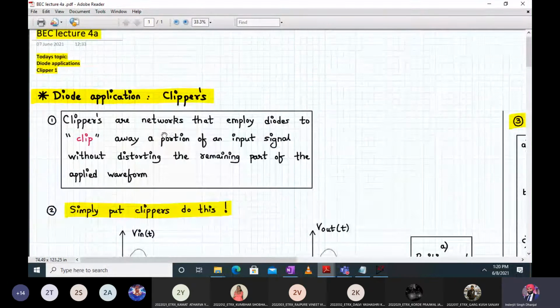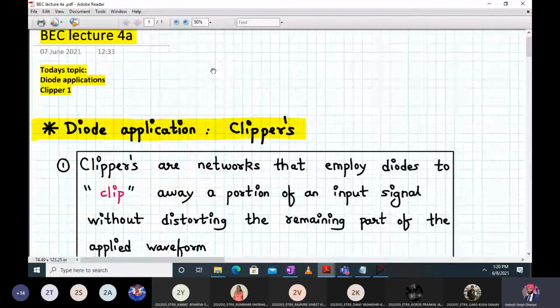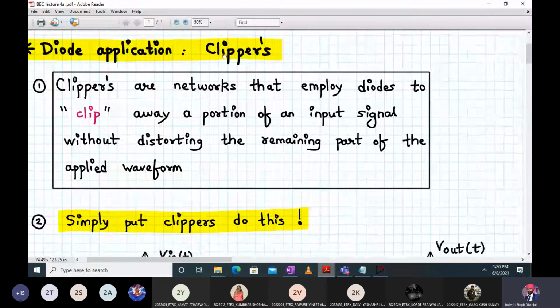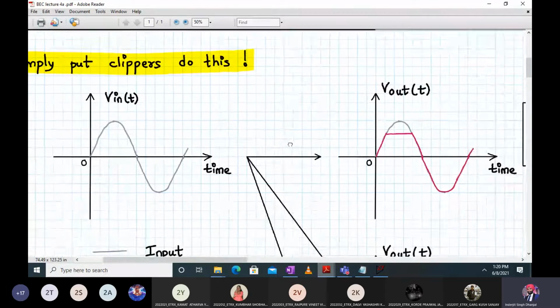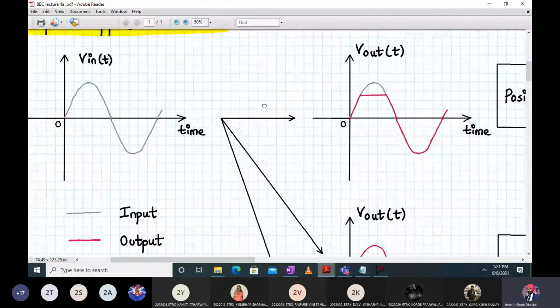Now let us begin the topic for today, that is clippers. So what are clippers? Clippers are networks that employ diodes to clip away a portion of an input signal without distorting the remaining part of the applied waveform. Let us see what a clipper means. Simply put, a clipper does this.